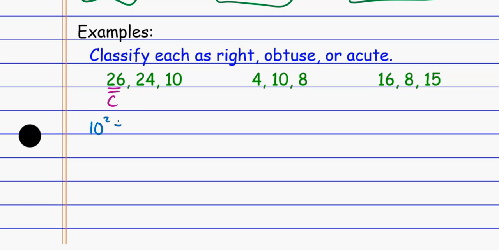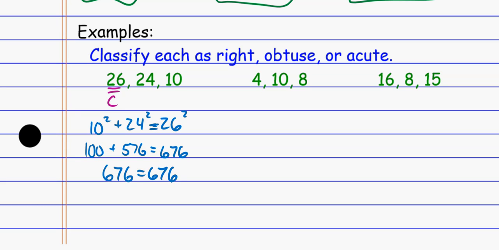Watch this, 10 squared plus 24 squared equals 26 squared. So I just plug that into my Pythagorean theorem, make sure you use the longest side for C. And now I simplify. That's going to be a 100. 24 squared you can do on the calculator. That's a 576. 26 squared you can also do on the calculator. That's a 676. And so when I add this up, that's 676 equals 676.